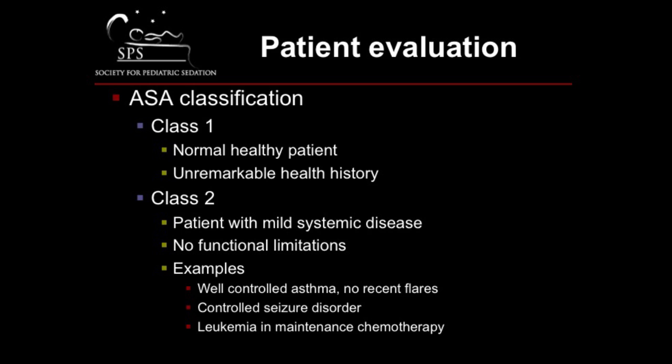An ASA Class 2 patient is a child with known underlying systemic disease that does not result in significant functional limitation. This group comprises the bulk of pediatric procedural sedation patients and includes examples such as a child with well-controlled asthma who requires sedation for a laceration repair, a toddler with an underlying seizure disorder but no recent seizures who requires sedation for MRI imaging, or a teen in maintenance therapy for leukemia who requires sedation and analgesia for a follow-up bone marrow aspirate and biopsy.